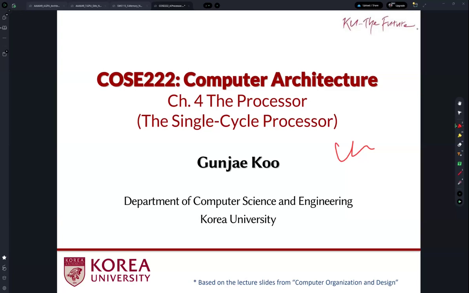These are the main topics we learned in the first half of this course. Even though we will move on to chapter 4, the processor, I may ask some questions about it, but I don't think so.